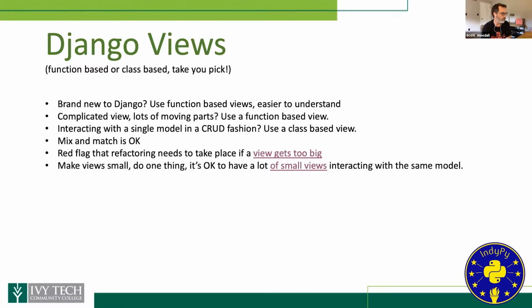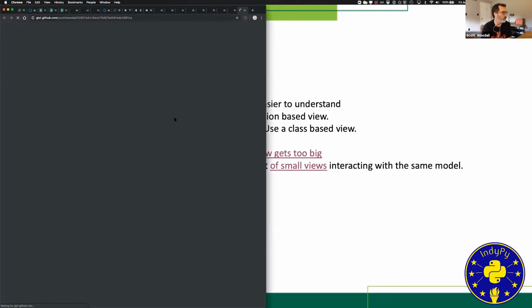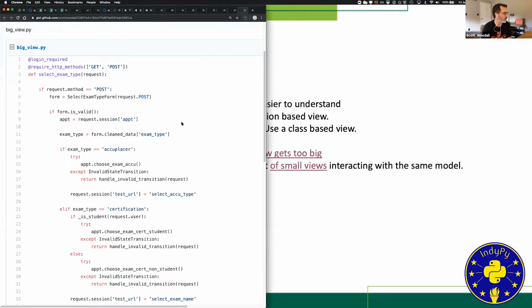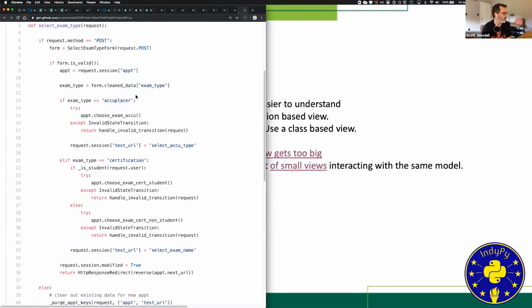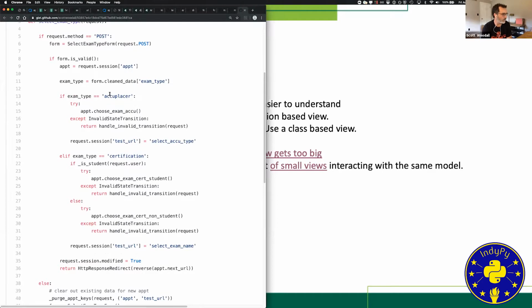Red flag, where refactoring might need to take place. So this is one that I wrote several years ago. This is a view. And if I were to refactor this today, I would not write this the same way. So after this form is valid, I would just want to call something on the form itself and have it do a lot of this extra logic.